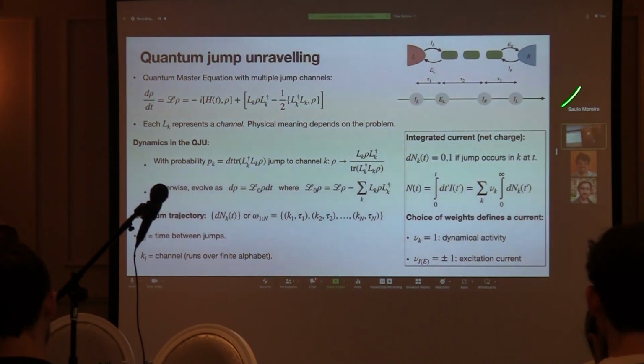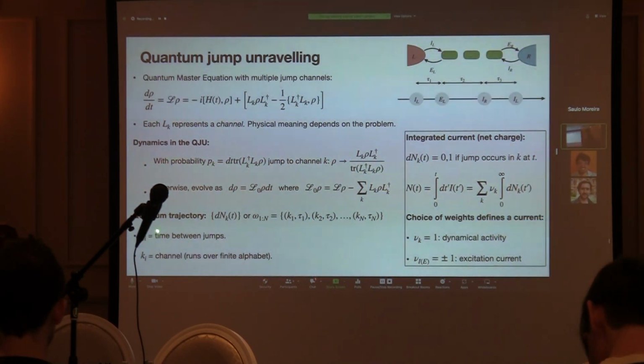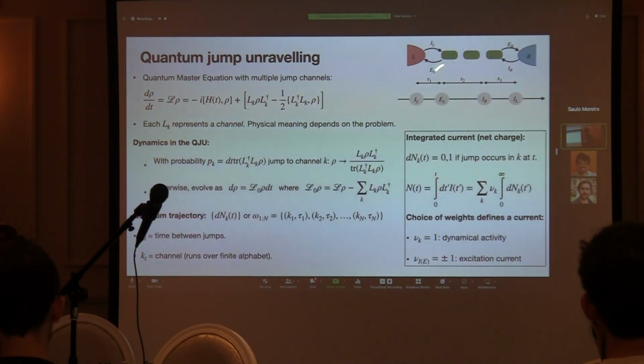This is an interesting stochastic process from the perspective of stochastic processes, in part because tau is a continuous parameter, but k runs over a finite alphabet of symbols. So your stochastic process mixes this finiteness of the alphabet with this continuous motion.